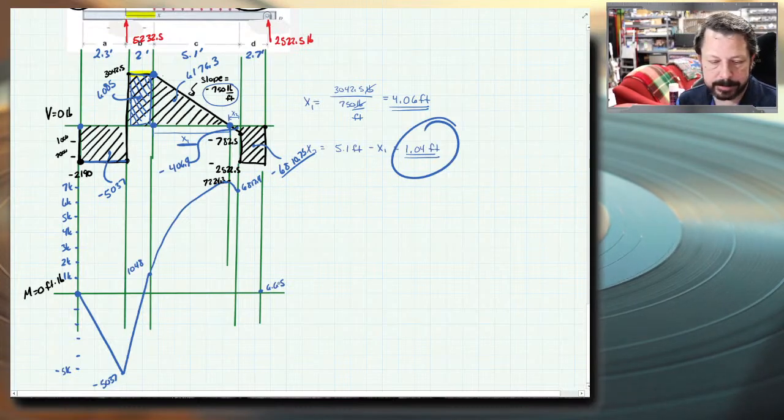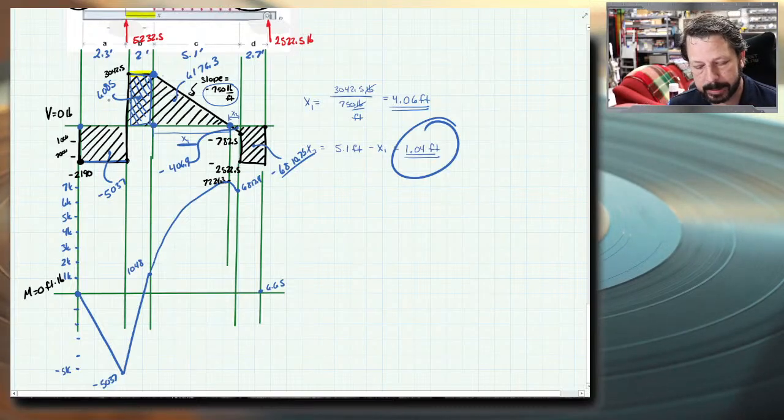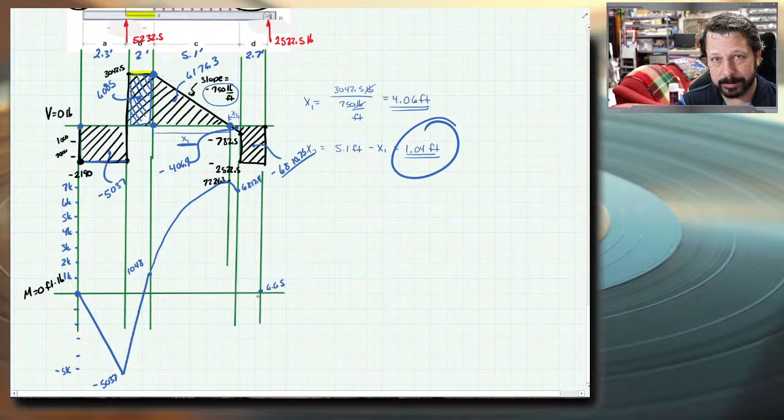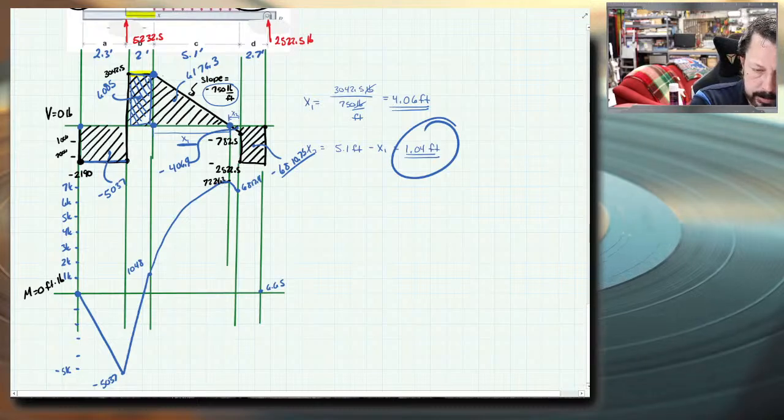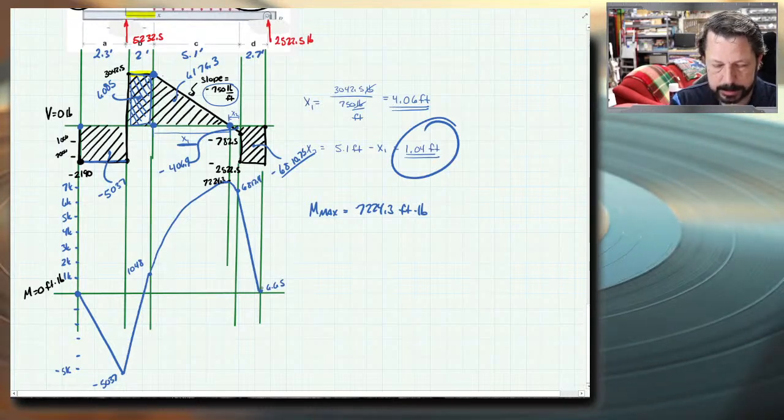Remember, I did say that I rounded, and all of these areas have been rounded. So with all that little bit of rounding, I should have ended up exactly at 0. But I'm okay with my maximum being 7,224.3 foot-pounds, and I'm off by 6 or 7 foot-pounds. I'm okay with that kind of difference. If this was off by 600, then that would probably be a problem. This is a straight line because the shear in this last section was constant.